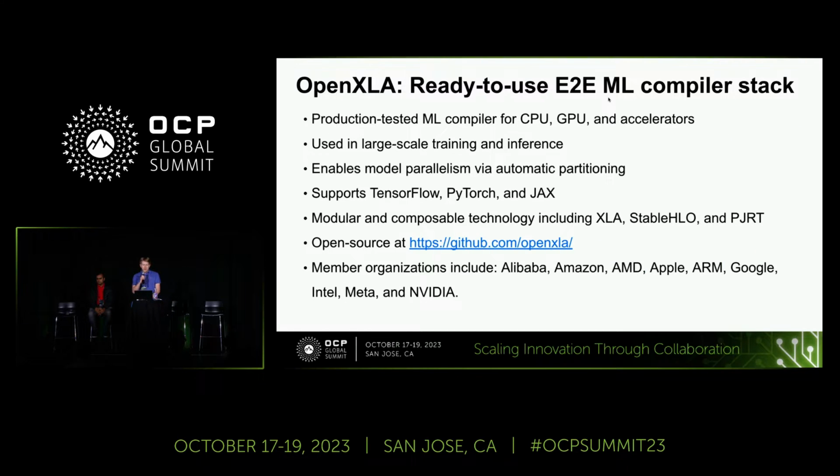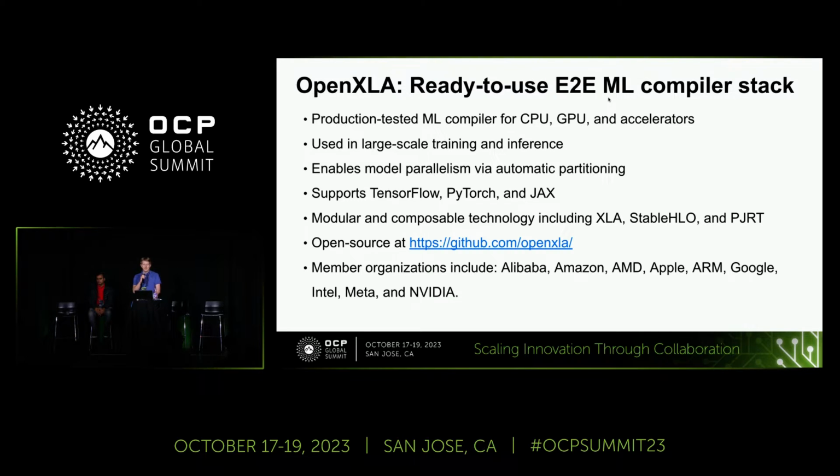So the OpenXLA project is a ready-to-use end-to-end ML compiler stack. At the core, we have the XLA compiler, which is a production-tested ML compiler for CPU, GPU, and accelerators. This is used at Google for production jobs on CPU, also heavily on GPU increasingly this year, and of course the TPU side as well. It's used in both large-scale training and inference, and we'll have some benchmarks on slides later that highlight some of the progress that's been made on those angles.